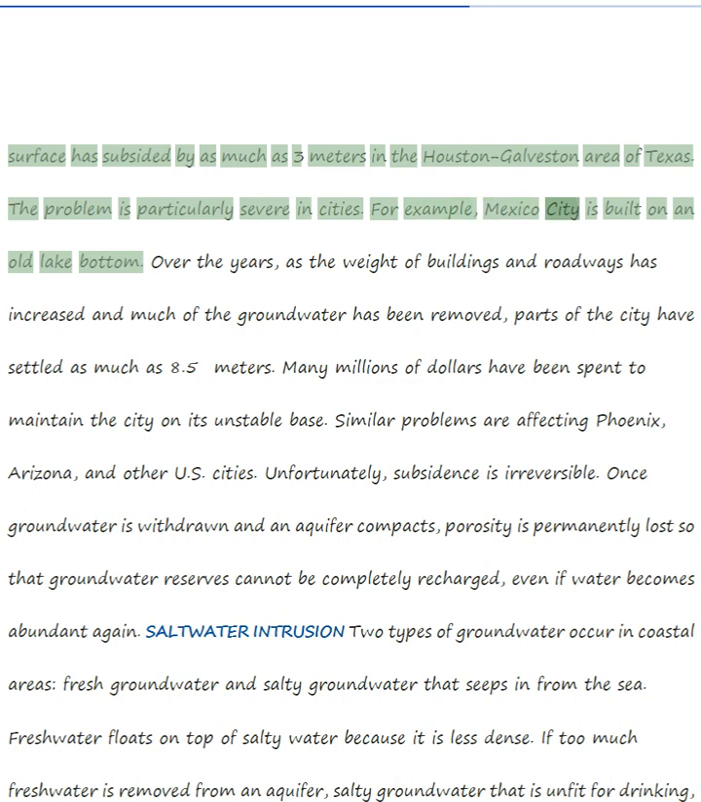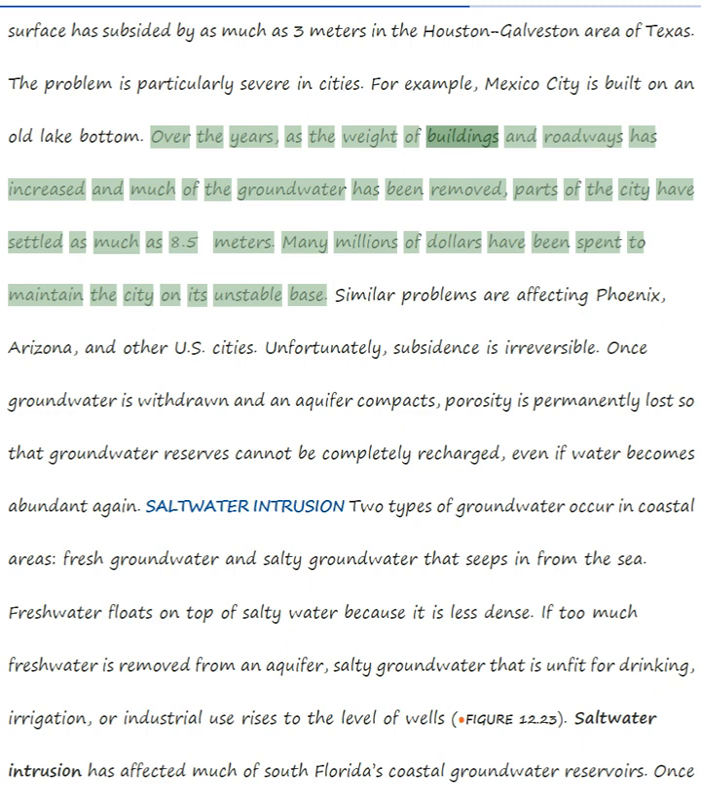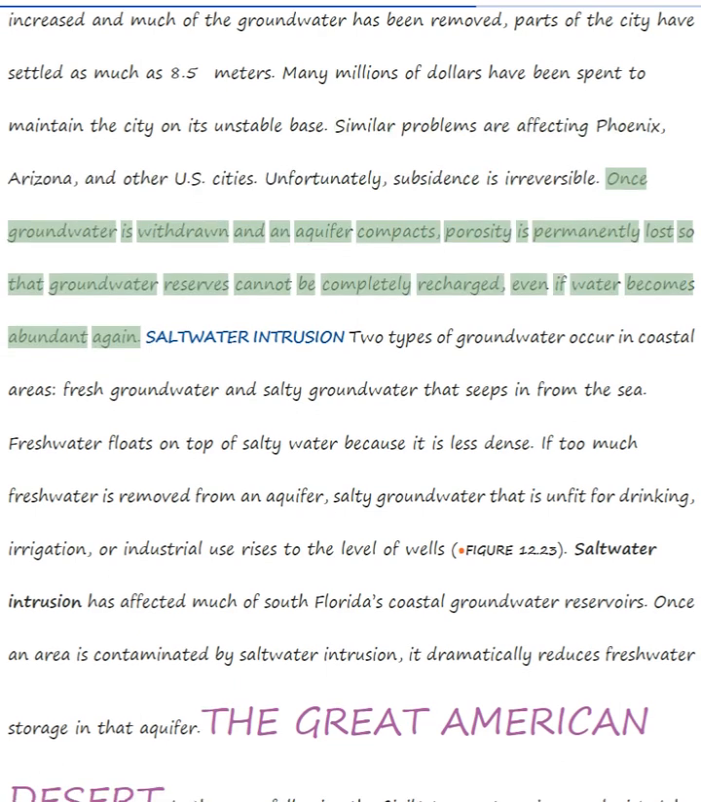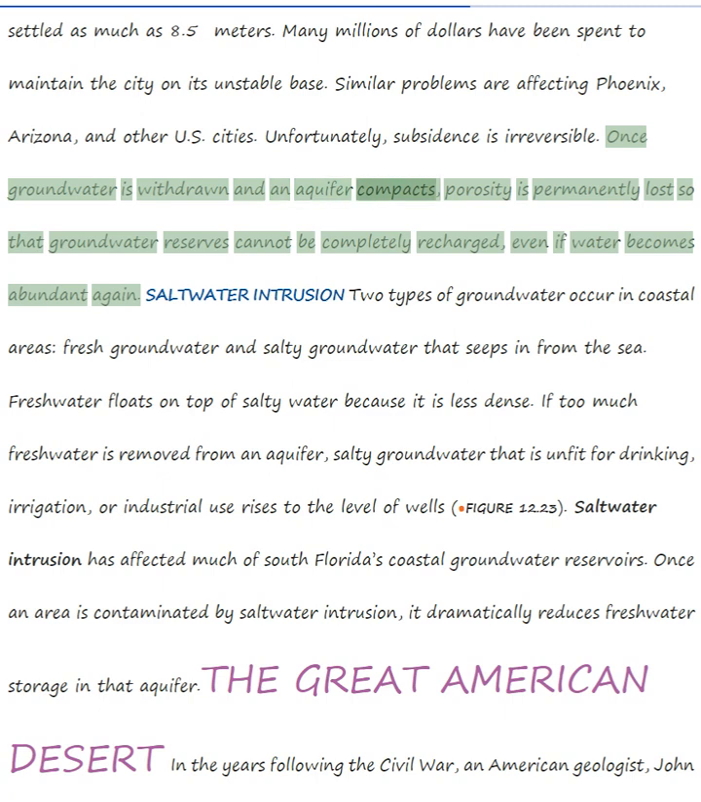For example, Mexico City is built on an old lake bottom. Over the years, as the weight of buildings and roadways has increased and much of the groundwater has been removed, parts of the city have settled as much as 8.5 meters. Many millions of dollars have been spent to maintain the city on its unstable base. Similar problems are affecting Phoenix, Arizona, and other U.S. cities. Unfortunately, subsidence is irreversible. Once groundwater is withdrawn and an aquifer compacts, porosity is permanently lost so that groundwater reserves cannot be completely recharged, even if water becomes abundant again.